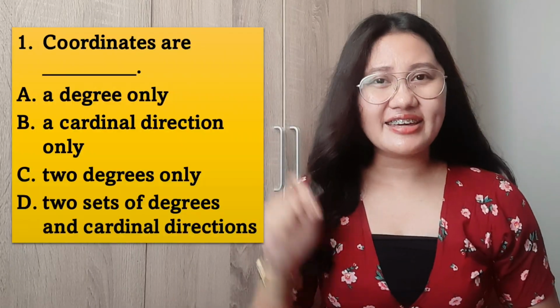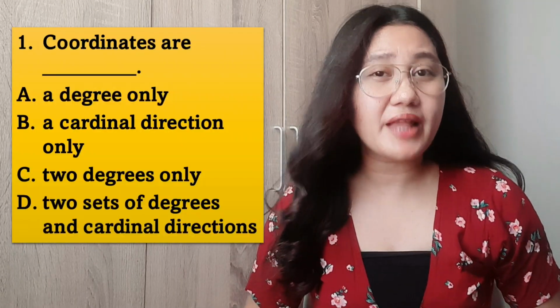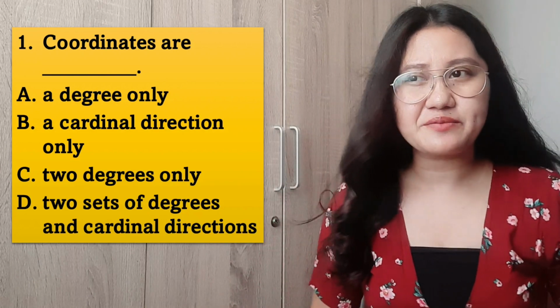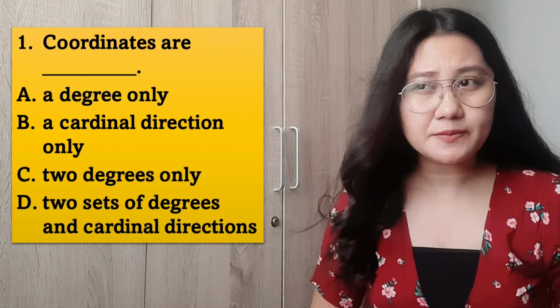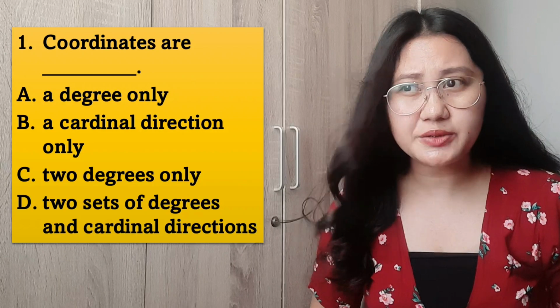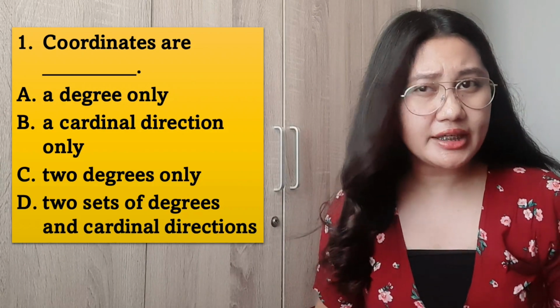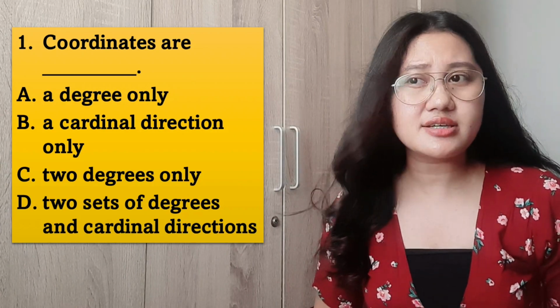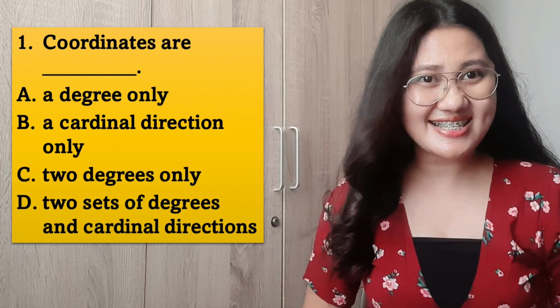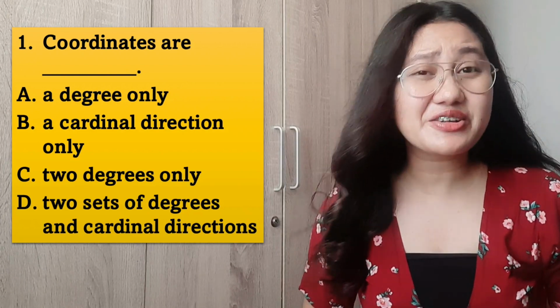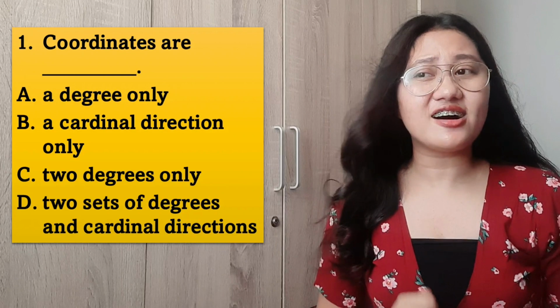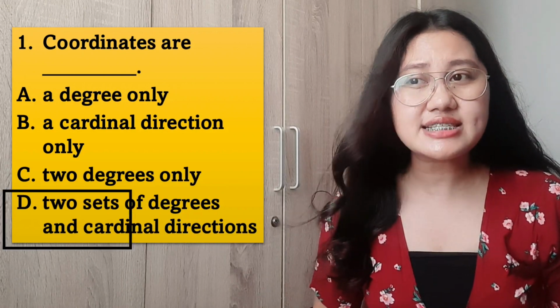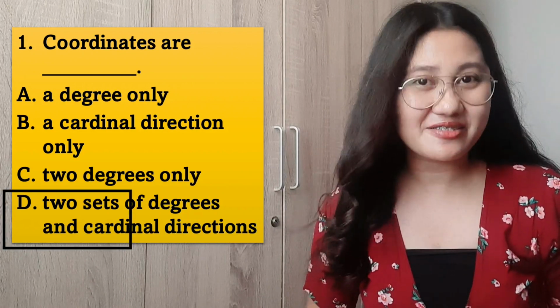And last, to test whether you really understood the lesson that we discussed in this lesson block, I want you to answer the questions that I'm going to give you. Let's start with number 1. Coordinates are blank. What is the answer? Is it a degree only? A cardinal direction only? 2 degrees only? Or 2 sets of degrees and a cardinal direction? Okay, very good. So, coordinates are 2 sets of degrees and cardinal directions.